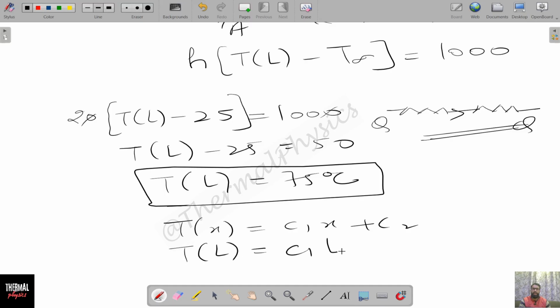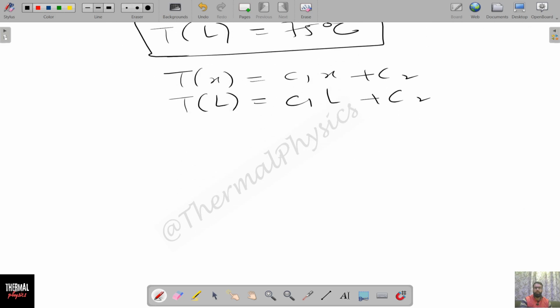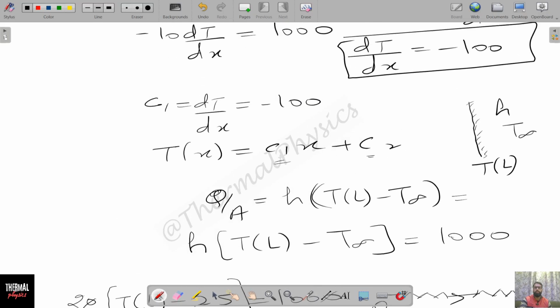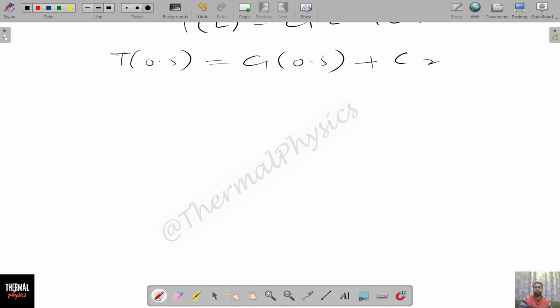So C1L plus C2. What is our L? Thickness. And what is that? 0.5. So T at 0.5 is equal to C1 times 0.5 plus C2. Now C1 we got, and that was minus 100, I think. Yes, minus 100.